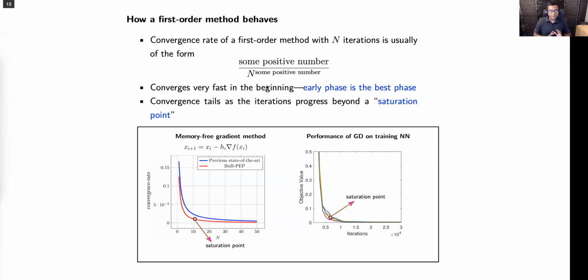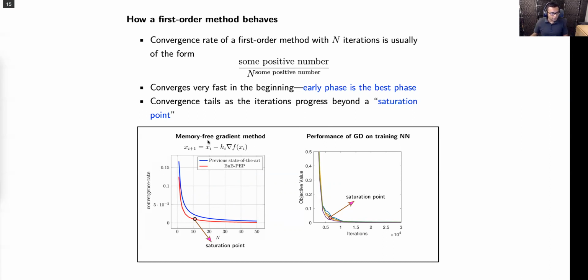If we plot that kind of convergence rate, it often looks like this, which I am trying to show using my mouse. For this type of convergence rate, a first-order algorithm usually converges very fast in the beginning. So the early phase of a first-order algorithm is the best phase. And convergence tails off as the iterations progress beyond a certain saturation point.